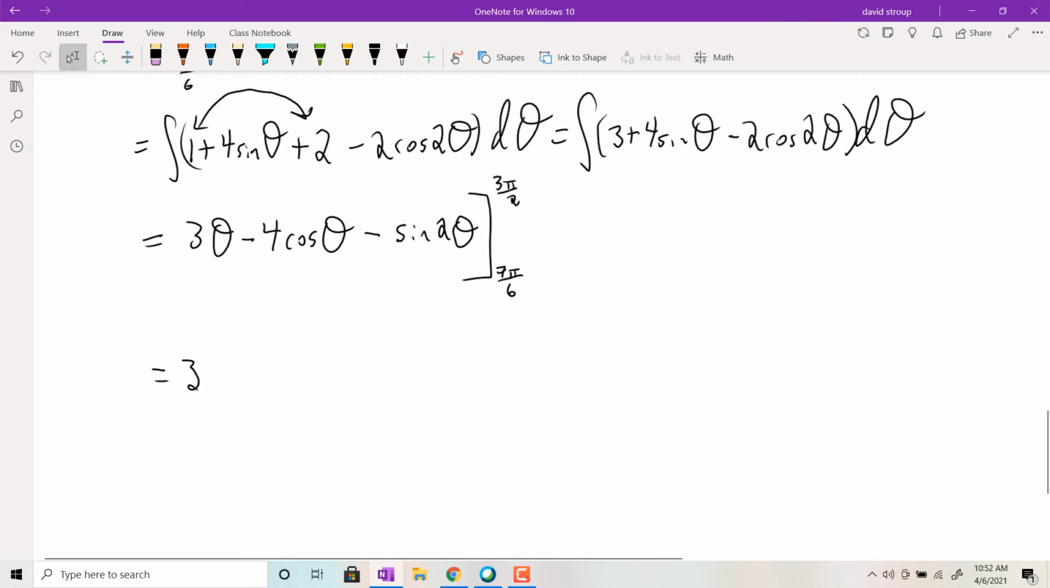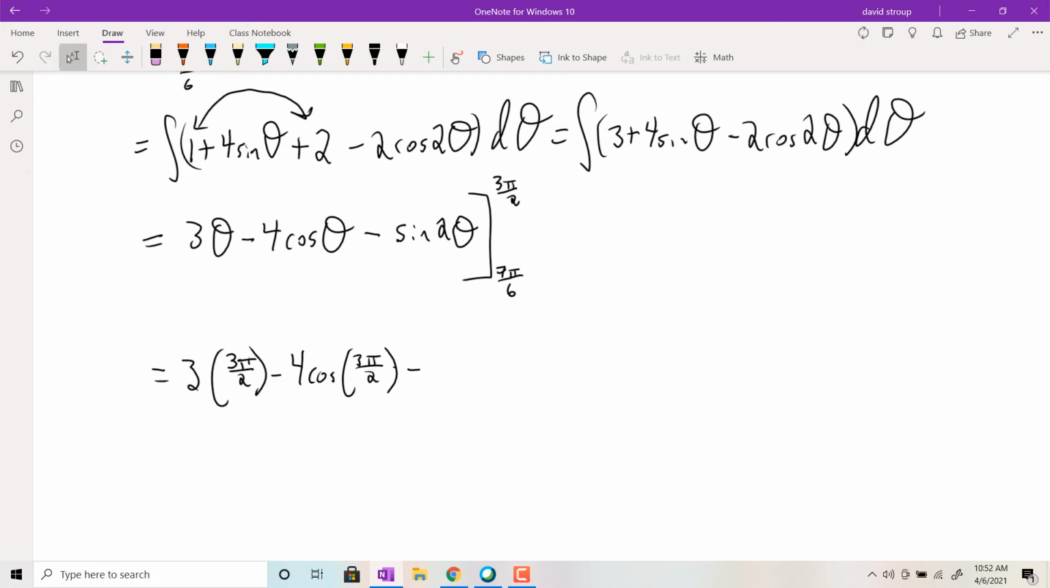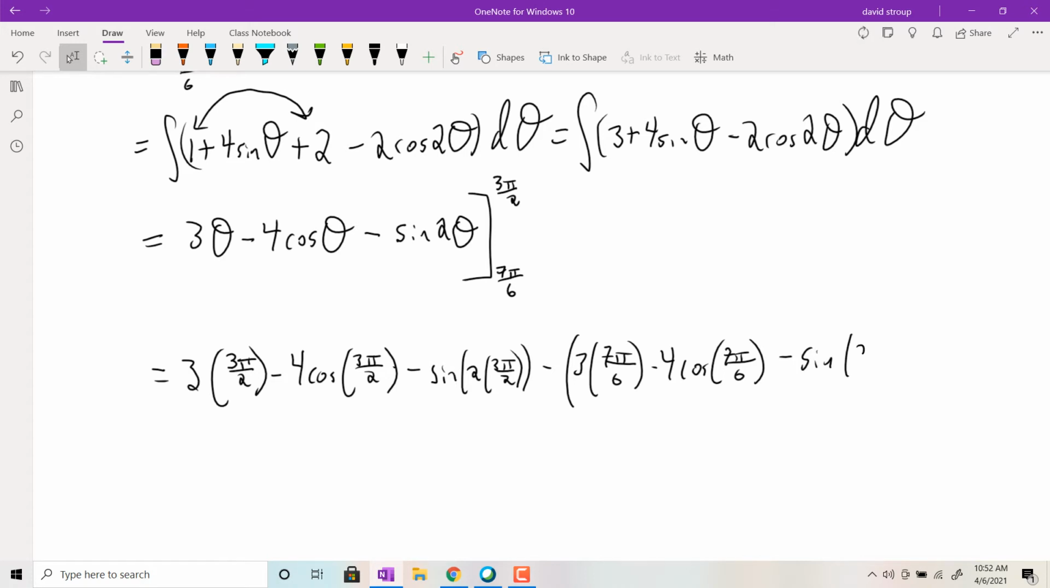Okay, so let's see what we got. So 3 times 3 pi over 2 minus 4 times cosine of 3 pi over 2 minus sine of 2 times 3 pi over 2, minus 3 times 7 pi over 6 minus 4 cosine of 7 pi over 6 minus sine of 2 times 7 pi over 6. You see it's kind of messy. It's a good trig exercise here.